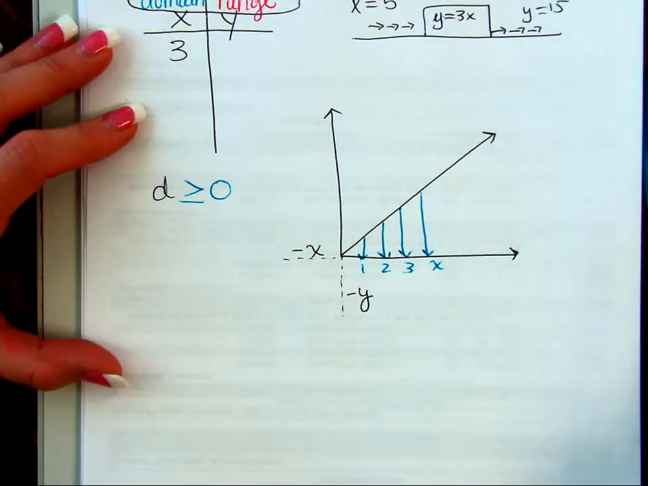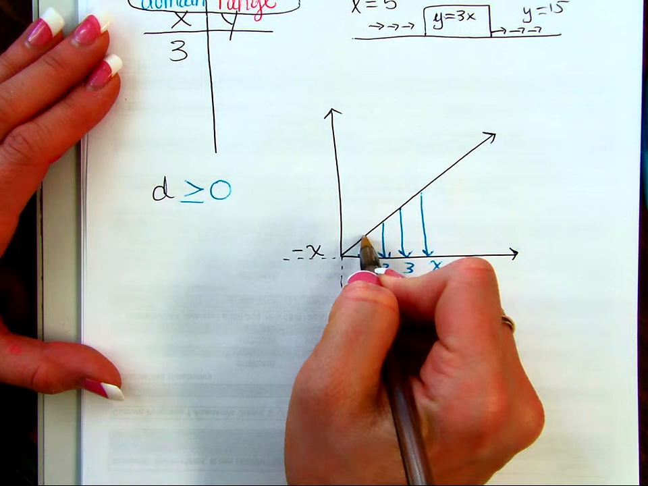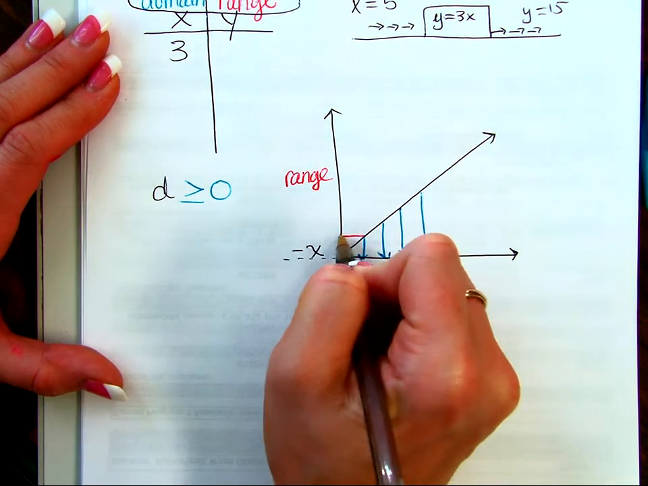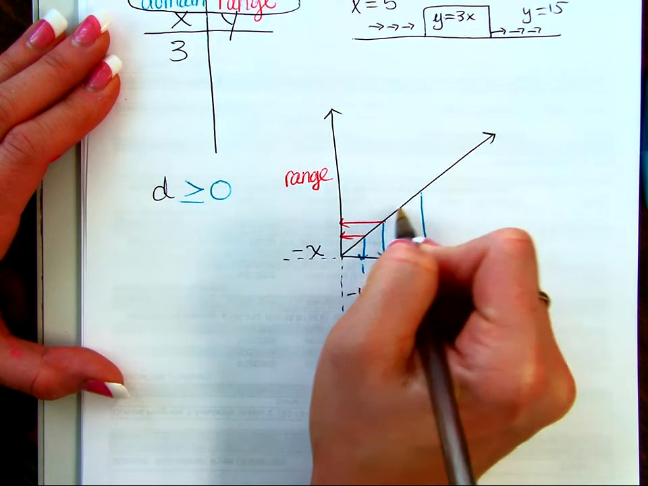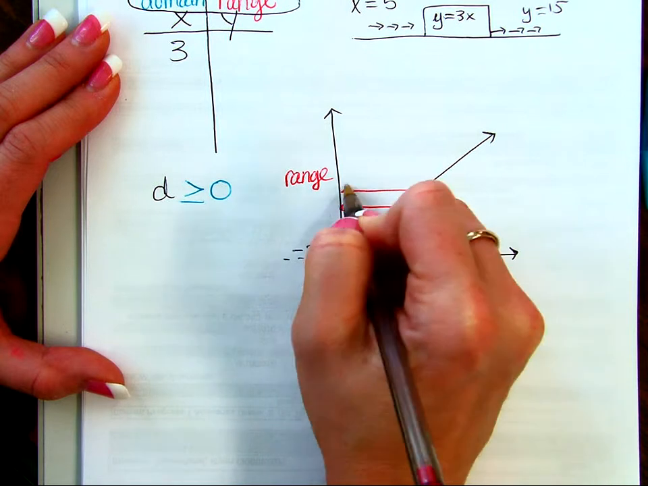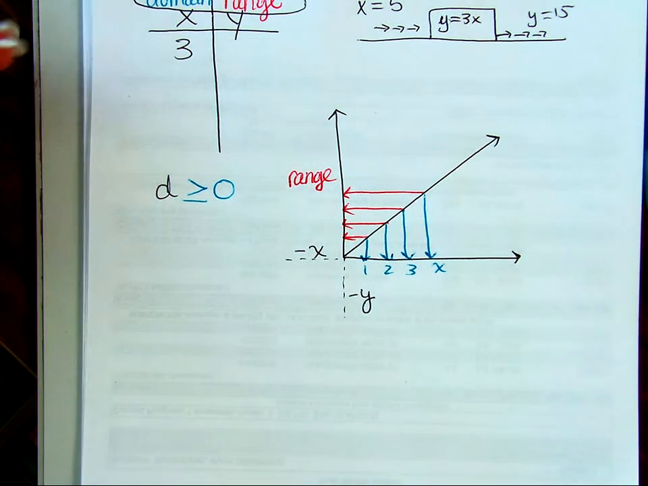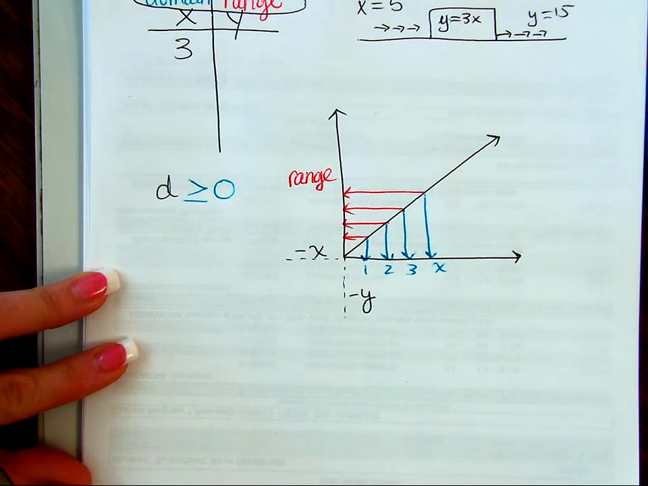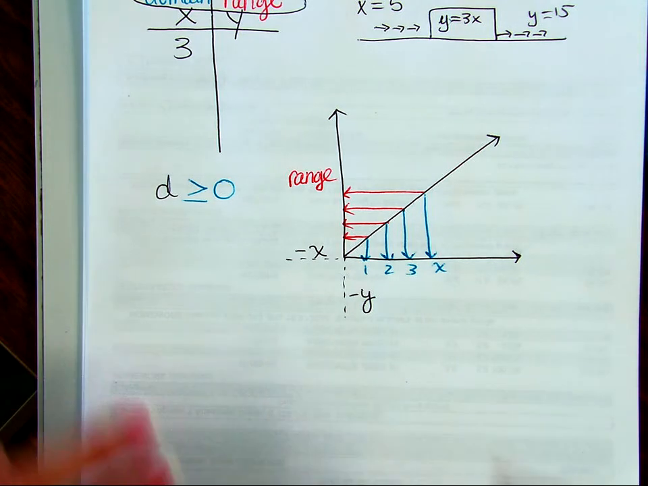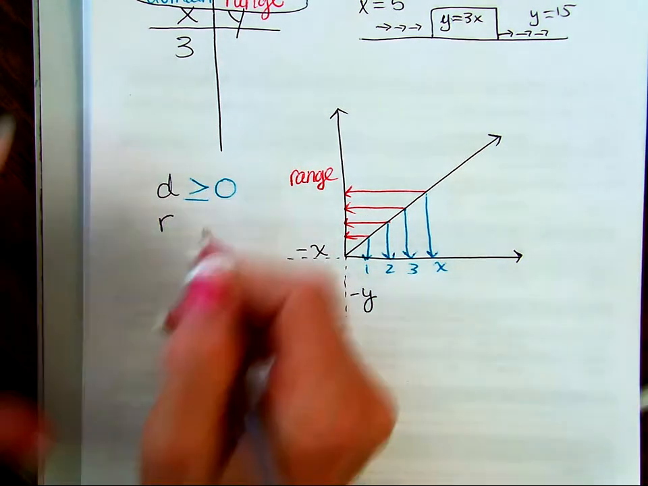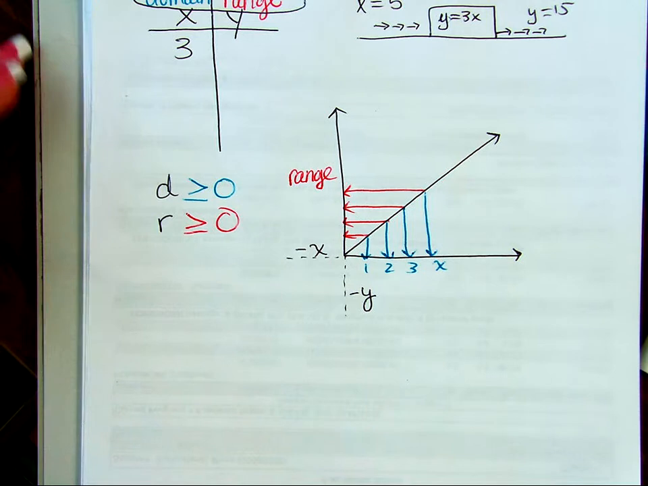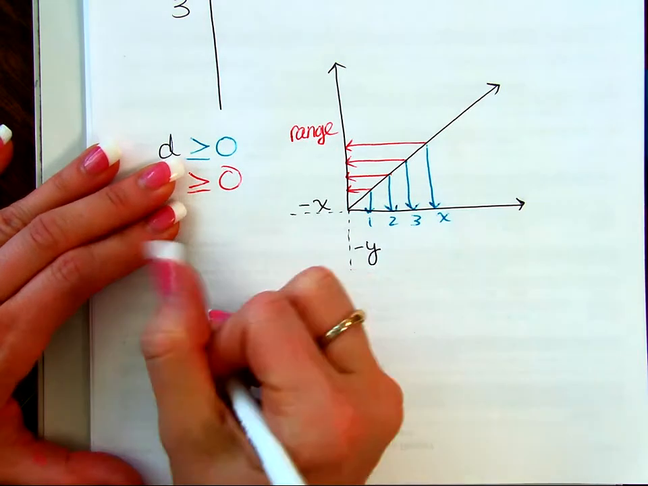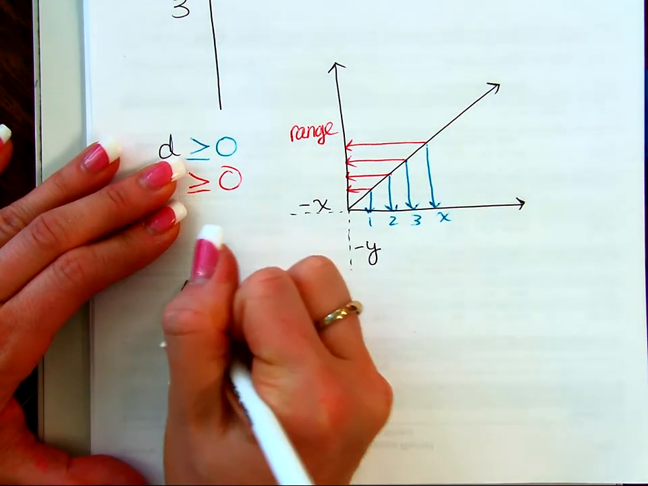So your range is going to be, because this is your range, which is your y, then take the line and follow it over this way. So what are all the values that your range could be? All values greater than or equal to 0. That's that. Okay? We're going to talk about this more tomorrow, but I want to get you thinking a little bit here.